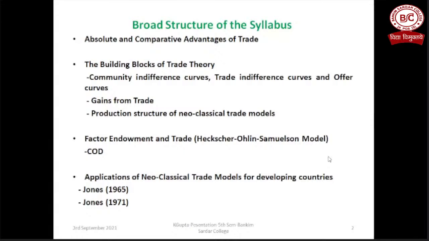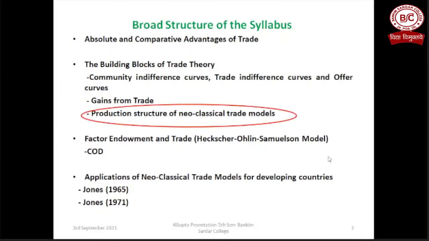After this, one should focus on Heckscher-Ohlin-Samuelson model. Now, under Heckscher-Ohlin-Samuelson model, there are various topics, but I have just focused on COD because this is the most important one. COD, it's an abbreviation, means cone of diversification. Then comes applications of neoclassical trade models for developing countries, which includes zone 65 and zone 71.